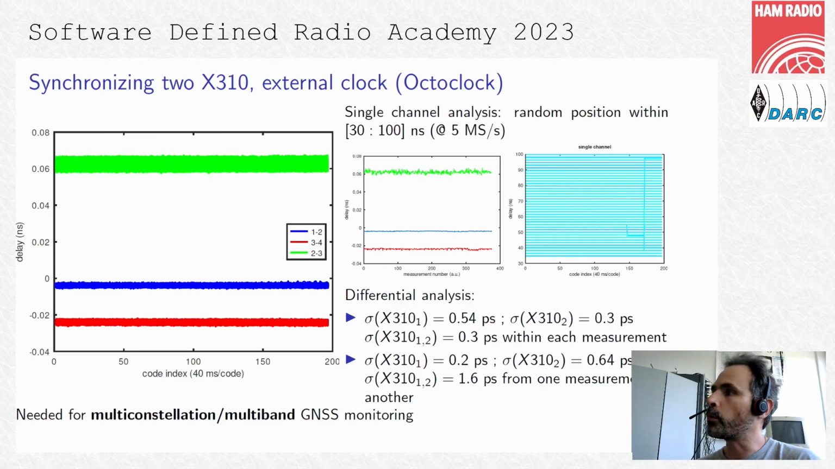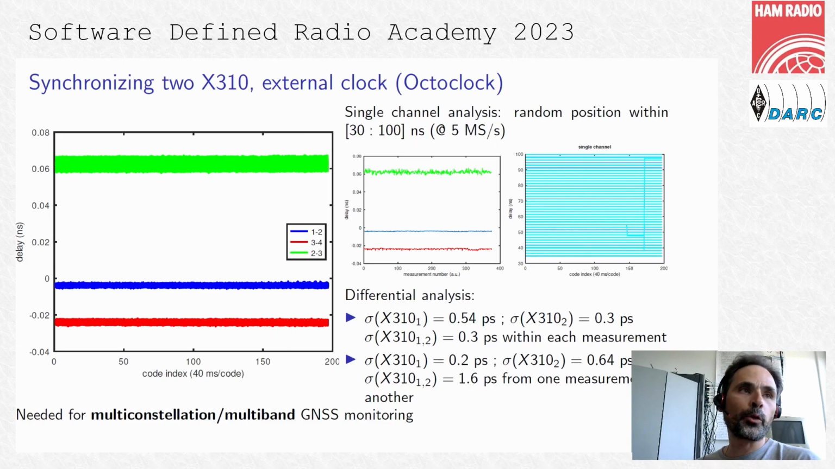And we do see again, although the result is slightly degraded, on the right I put the number. So we go from a fraction of a picosecond to 1.6 picosecond between the two X310, but we do have well below sampling period synchronization between the channels.